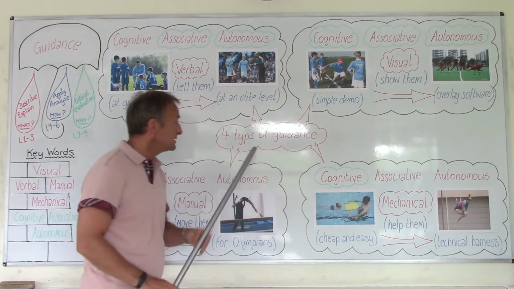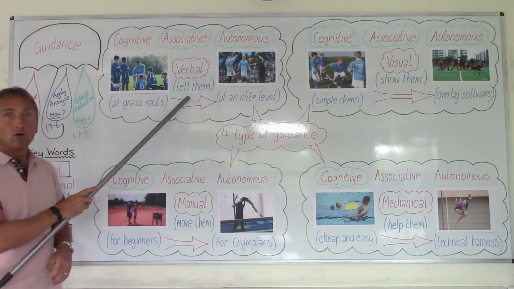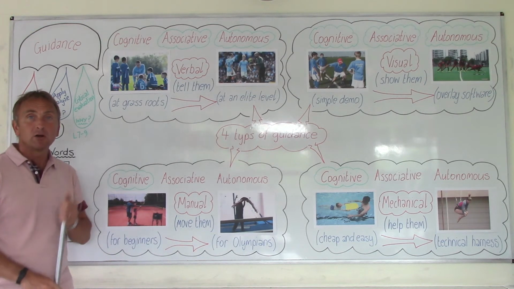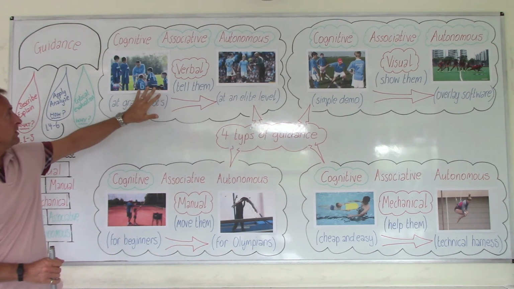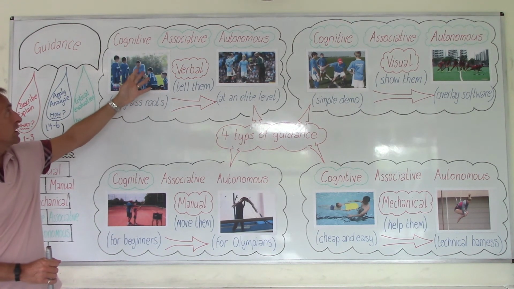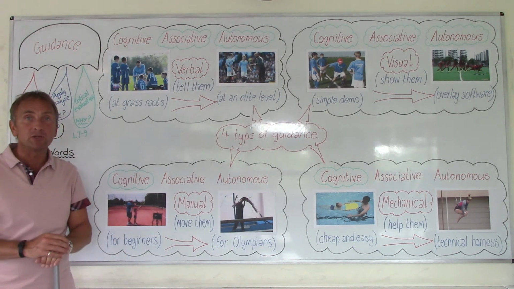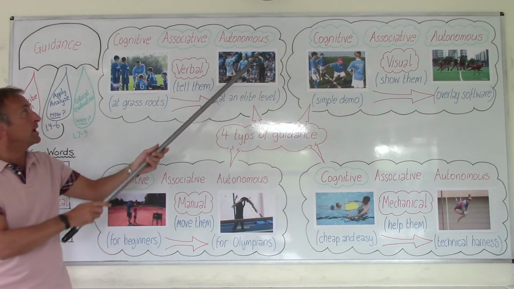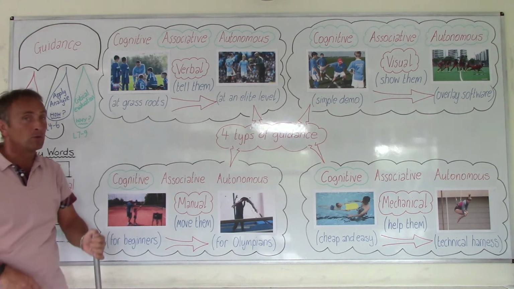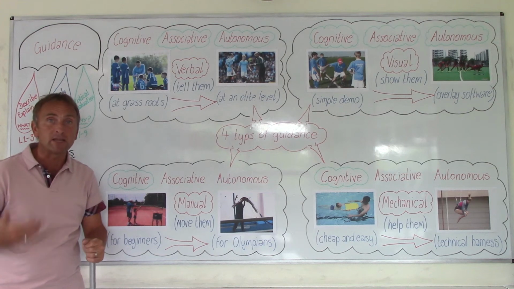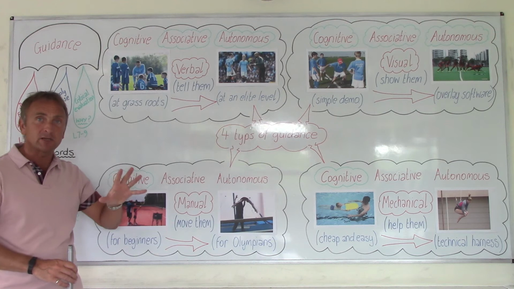First form of guidance is going to be verbal guidance, or tell them. So that goes from a very simple level at grassroots, a coach telling a junior football team what he wants them to do, all the way through to Pep Guardiola telling his Manchester City players at an elite level what he expects of them, what he wants them to do.